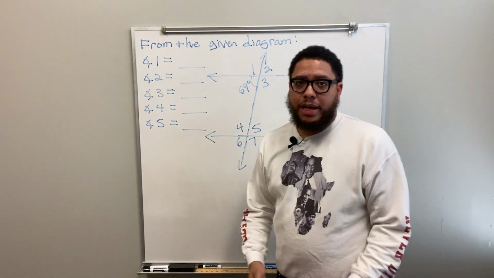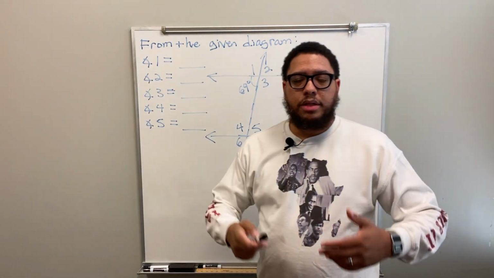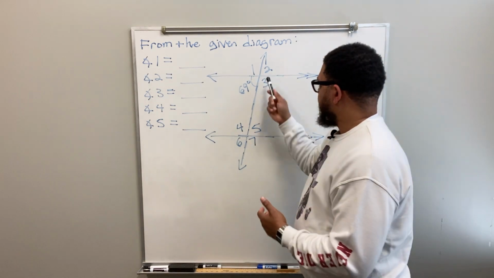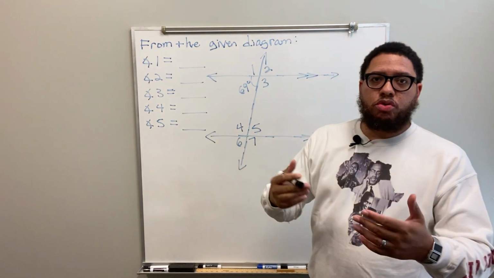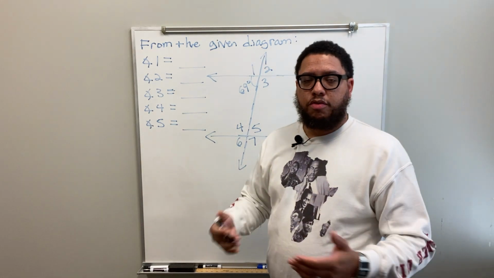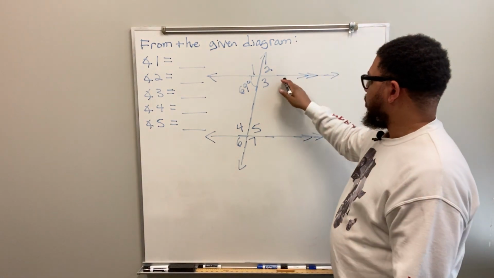Now, a transversal, by definition, is a line that crosses two or more parallel lines and creates angle relationships, or creates angles from crossing or intersecting those parallel lines.